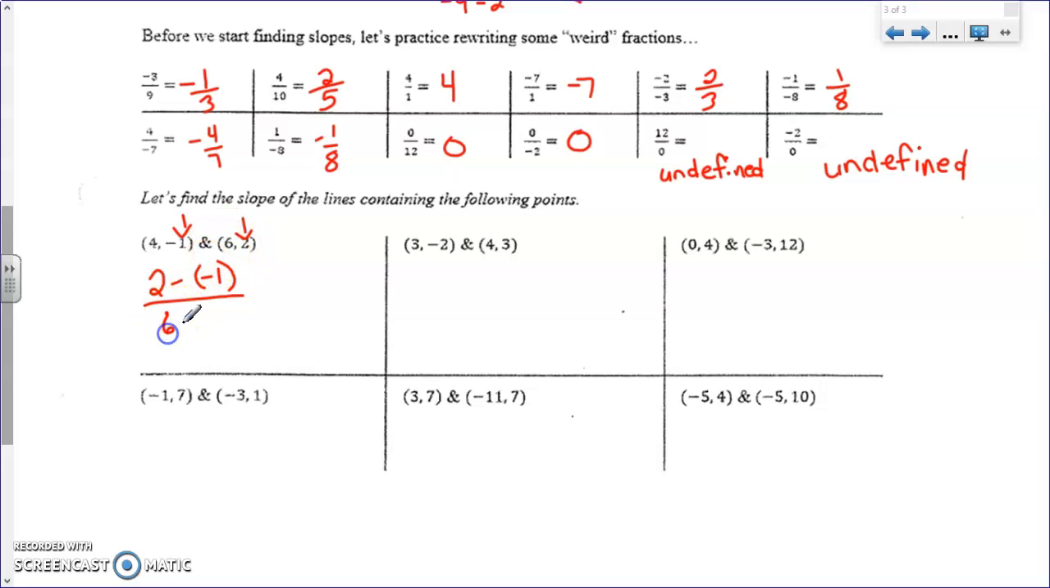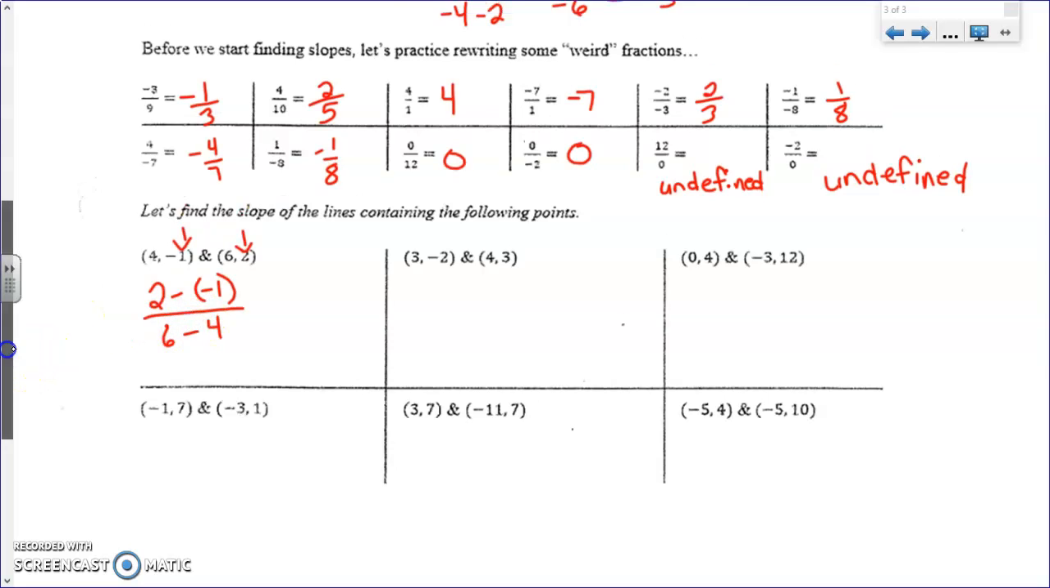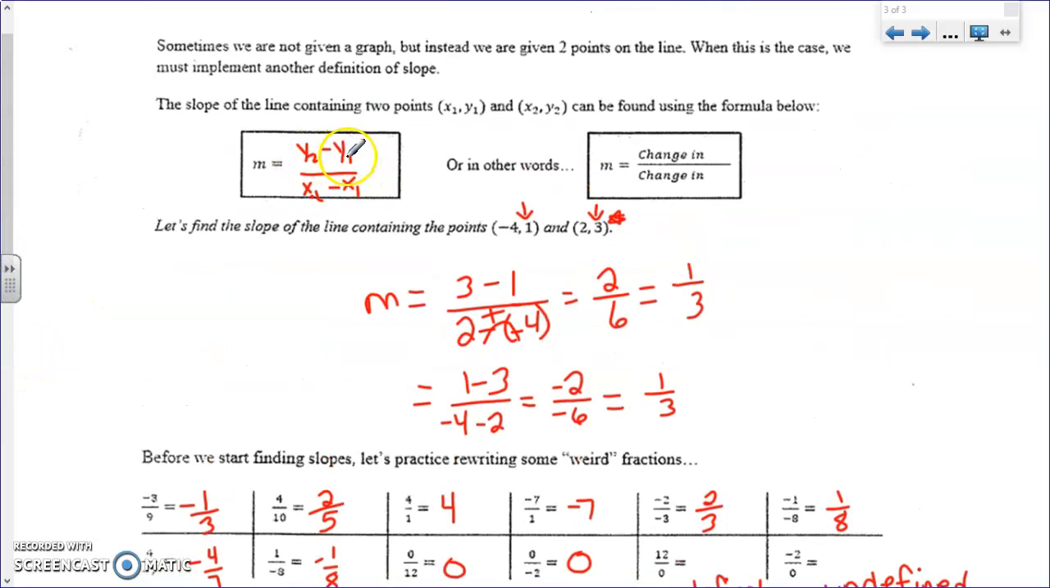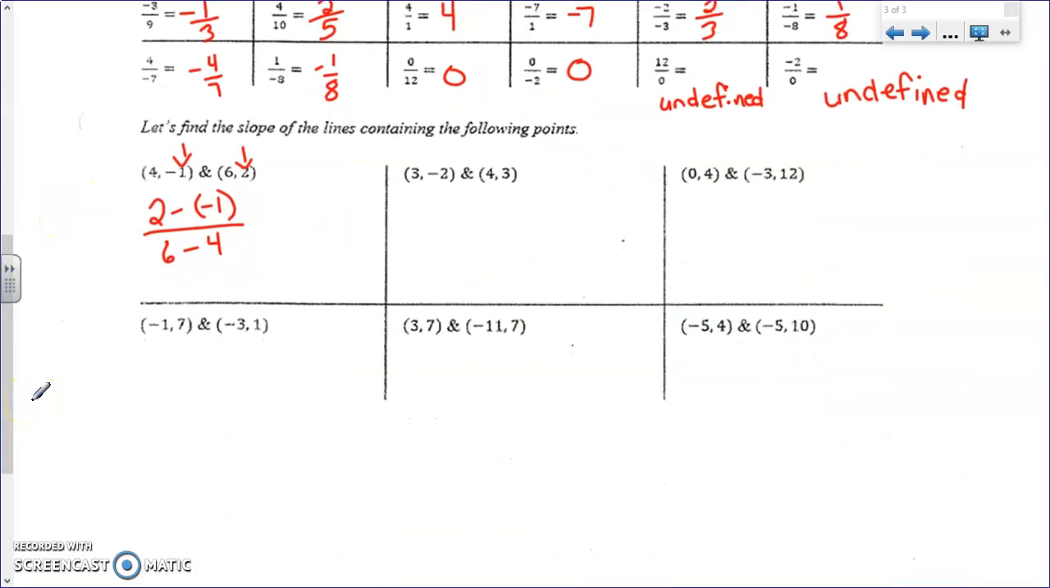So it'd be 6 minus 4. Why do you always use minus in between, like 6 minus 4? Because that's the formula. Look. y minus y, x minus x. You always subtract. Okay? A minus a negative makes a positive. So that's 2 plus 1, which gives me 3, and 6 minus 4, 2.